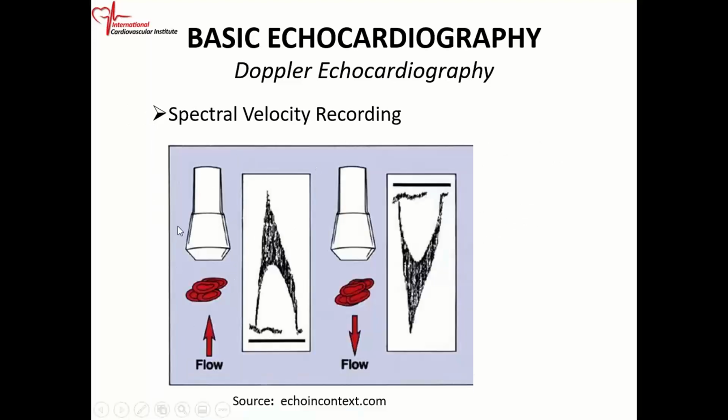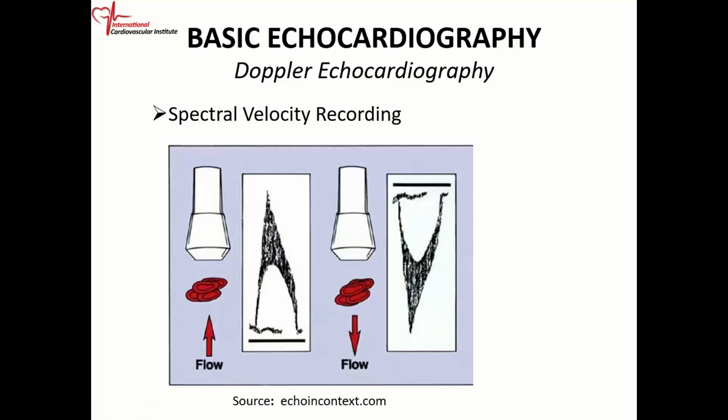So very basic concept. This is your transducer right here. This is the blood flowing, or you can have the movement of the heart muscle towards the transducer. So any movement towards the transducer is going to give you a spectral envelope above the baseline. If this is the baseline, you're going to have a recording above the baseline like that. If there's flow away from the transducer, it's going to give you a spectral recording below the baseline, like that. Okay?